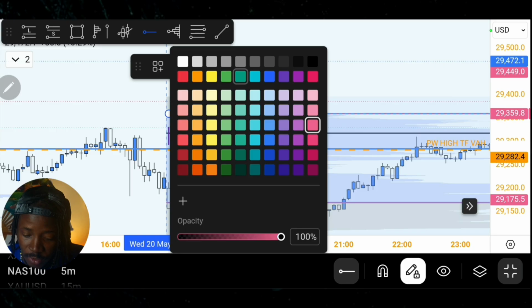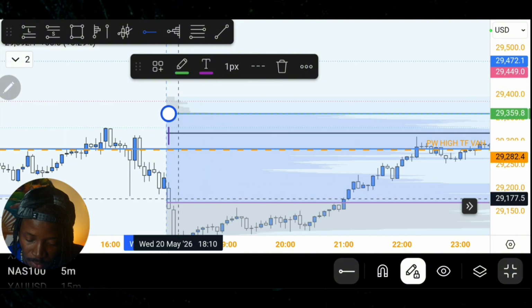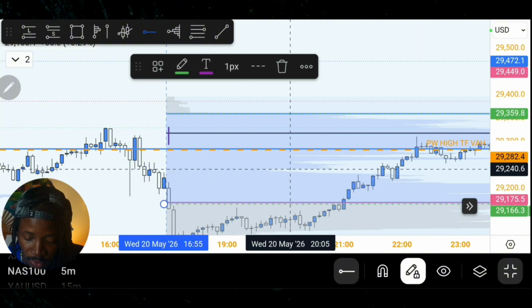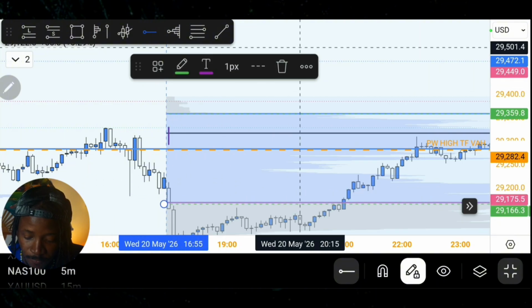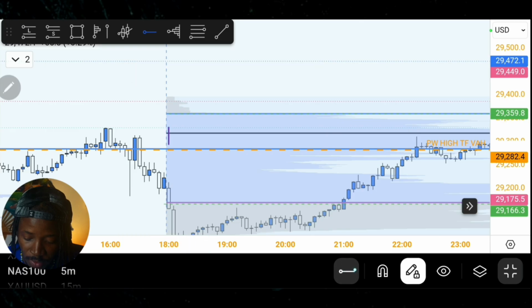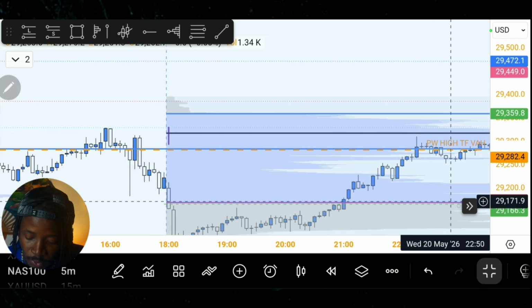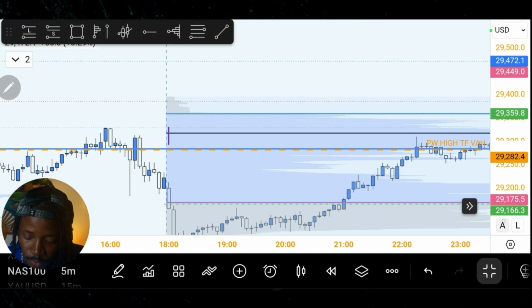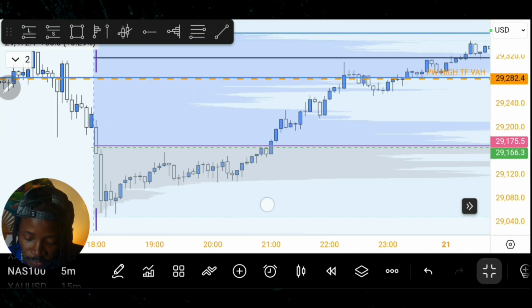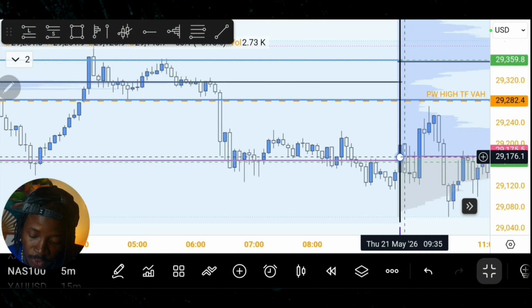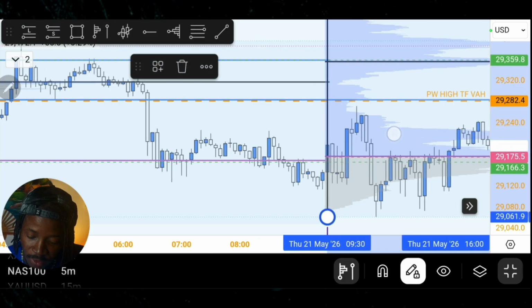So this I marked the previous regular trading hours in pink. So let me do green here, and I'll just mark 2 levels. Since I don't use the POC to take trade, I'll just mark 2 levels, the high and the low of the previous week, right? So now let's go back to Friday and see some trades that would have been taken.